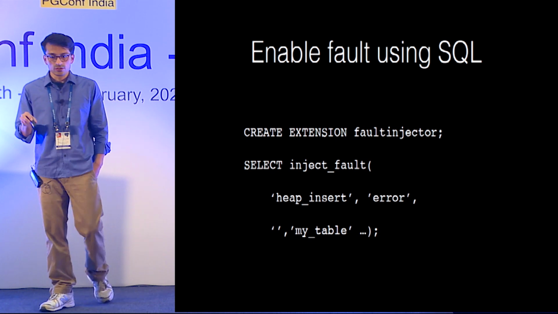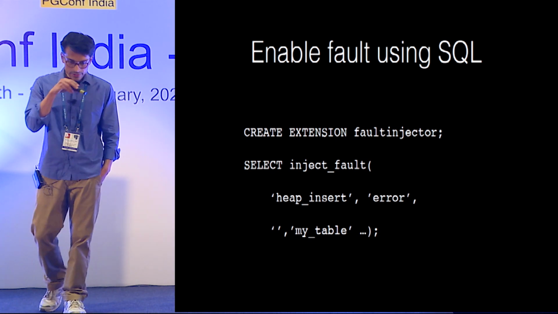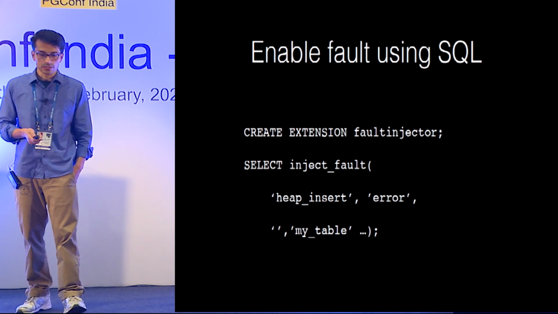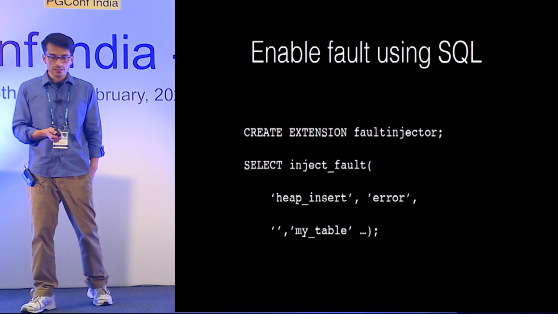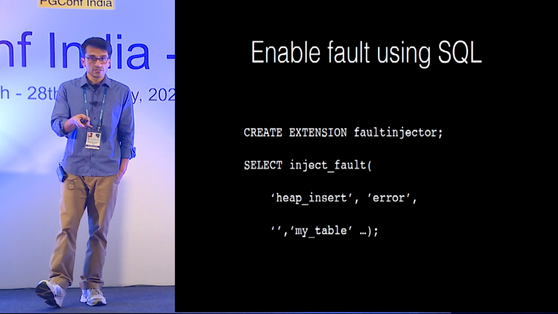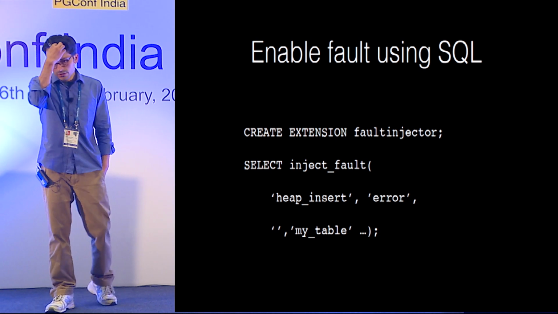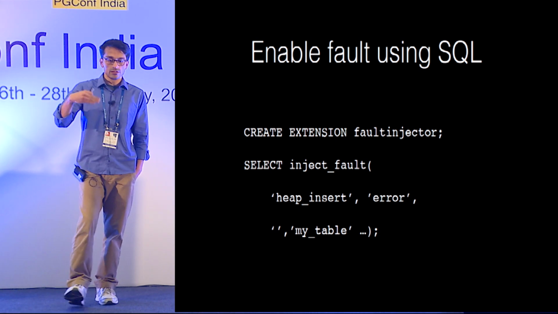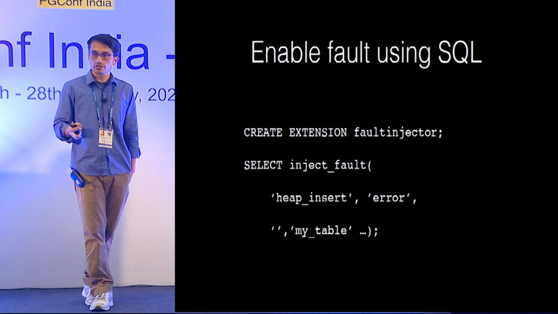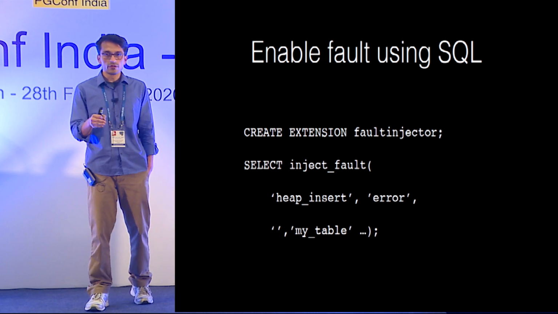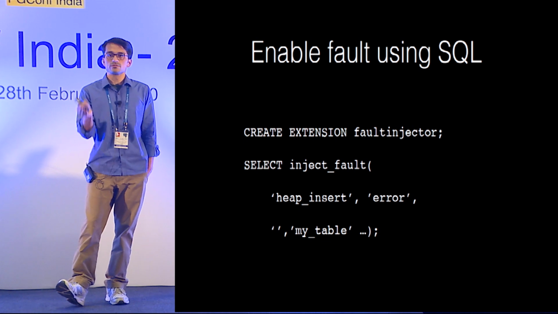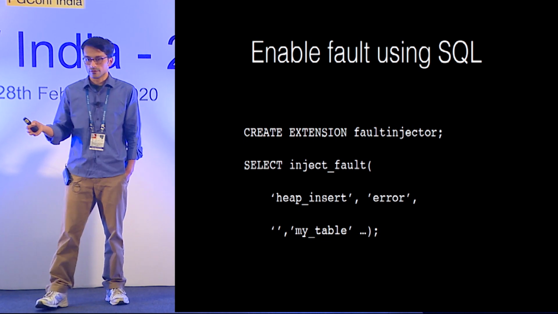And this is the SQL interface to inject a fault. In this particular case, as I mentioned, this is an extension. So first you need to create extension fault injector, and then you need to invoke a function called inject fault, and that would result in the fault heap insert, which is predefined, being enabled.